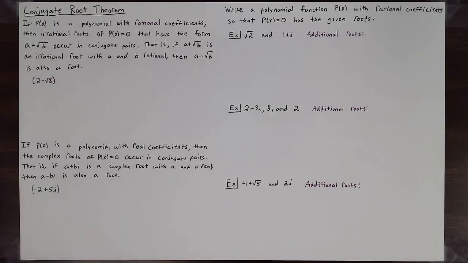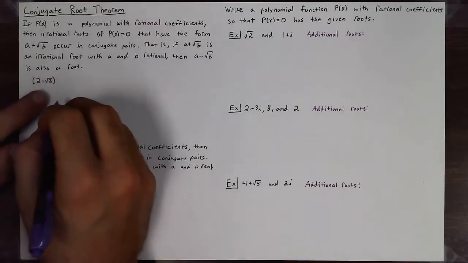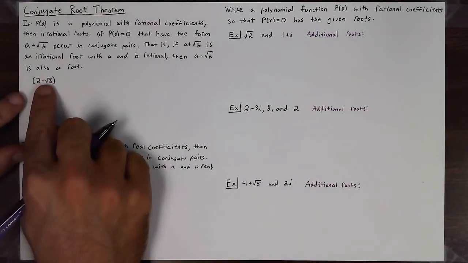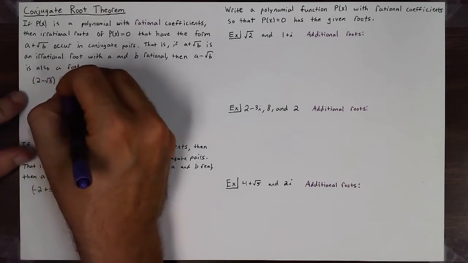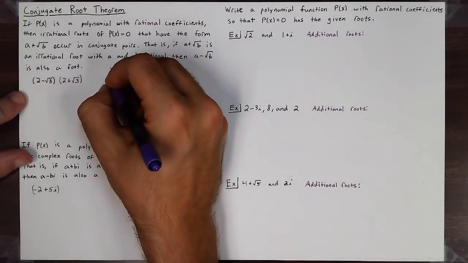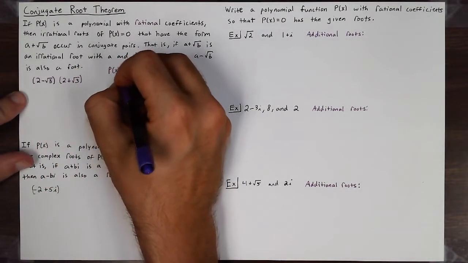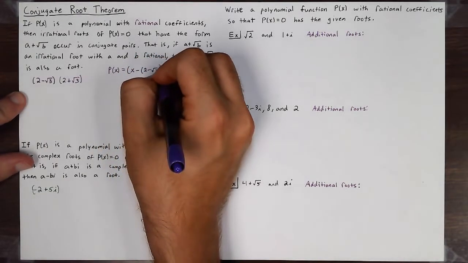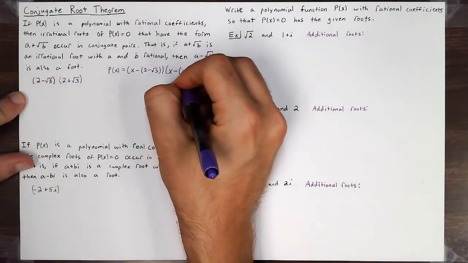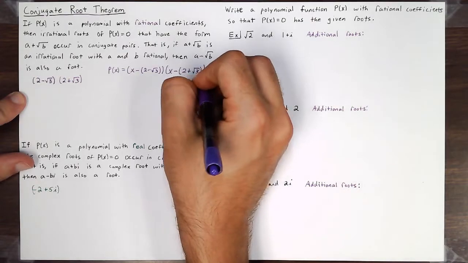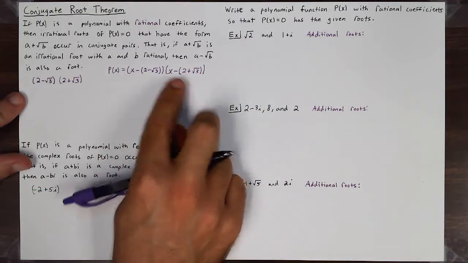So the reason why this works is if you multiply a number of that form by its conjugate. So in this case, if I say that 2 minus the square root of 3 is a root, then 2 plus the square root of 3 is a root, leading to the polynomial having the two factors x minus 2 minus the square root of 3 and x minus 2 plus the square root of 3. So having those two solutions.